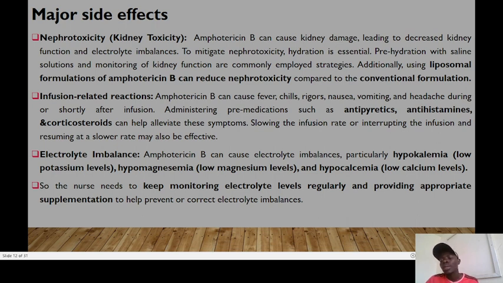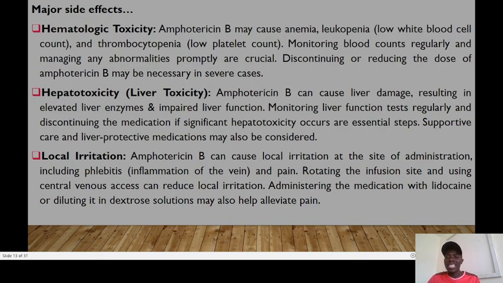Equally, we could lower the infusion rate, or interrupt the infusion and resume at a slower rate later. Next, we have the electrolyte imbalance. Amphotericin B has been implicated in causing electrolyte imbalance, particularly hypokalemia, hypomagnesemia, and hypocalcemia. So patients could present with Trousseau's sign and Chvostek's sign for the hypocalcemia. The nurse needs to monitor the electrolyte levels regularly and provide appropriate supplementation to help prevent or correct these electrolyte imbalances.